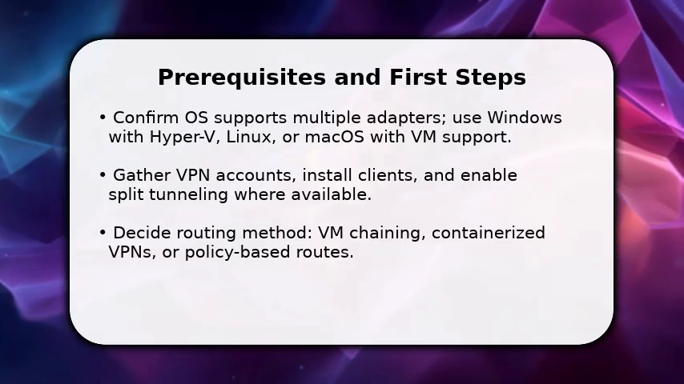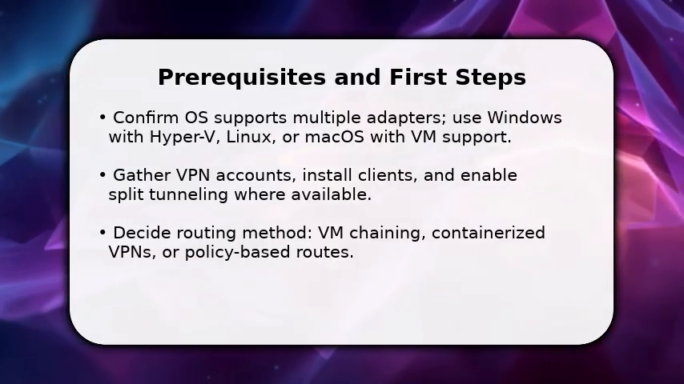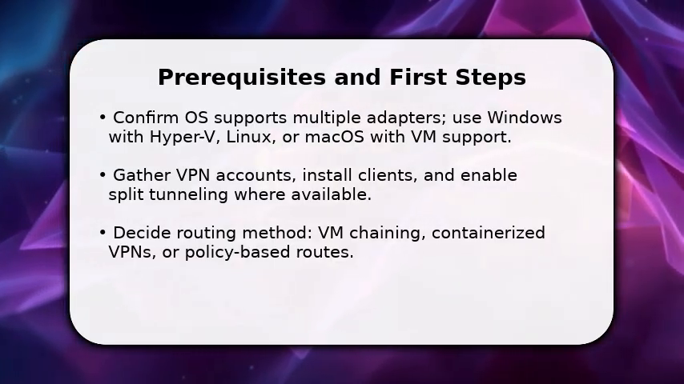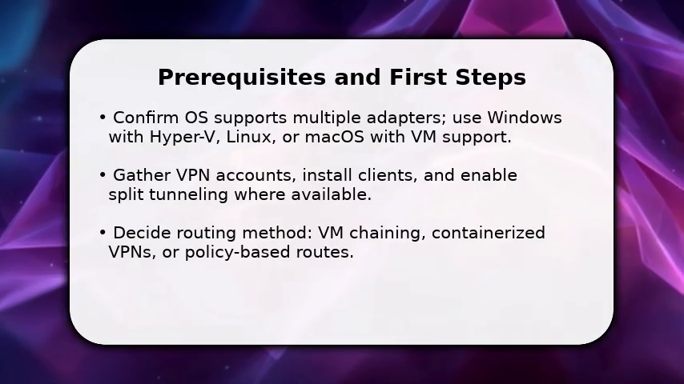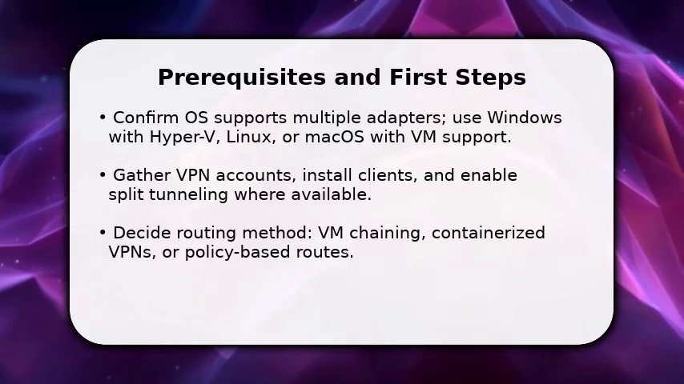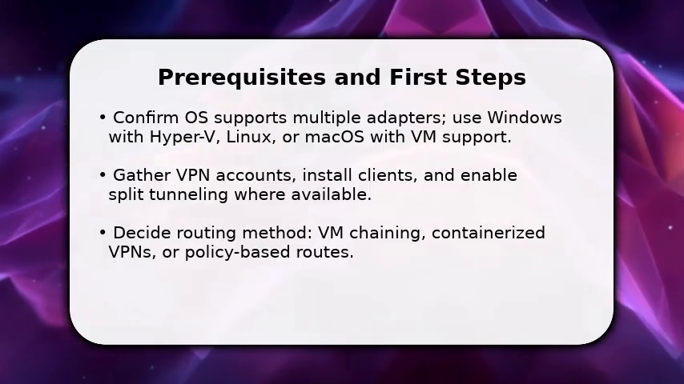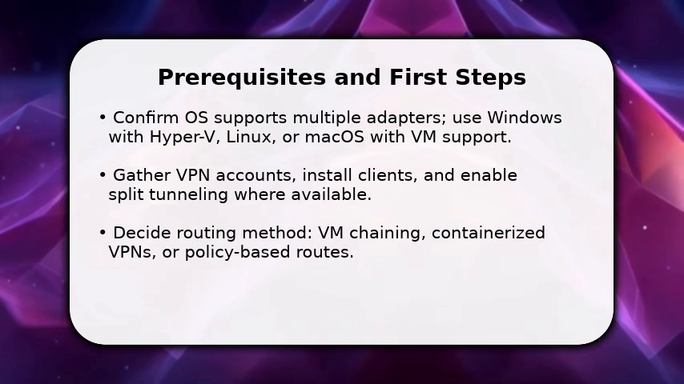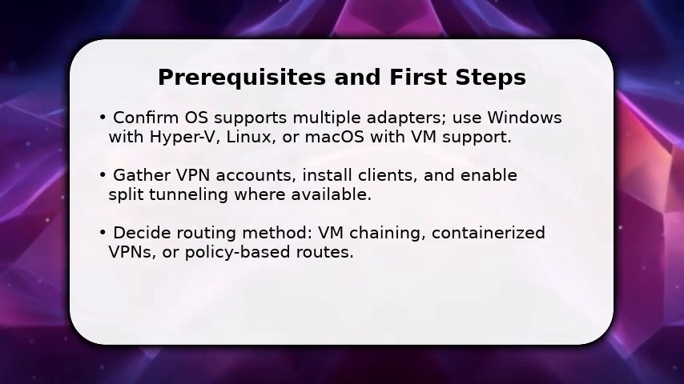Next, configure each VPN client to use a dedicated adapter and enable split tunneling if you want selective traffic. Once done, label adapters clearly so you can assign routes. This setup prevents interface conflicts and gives you control over which traffic flows through which VPN.